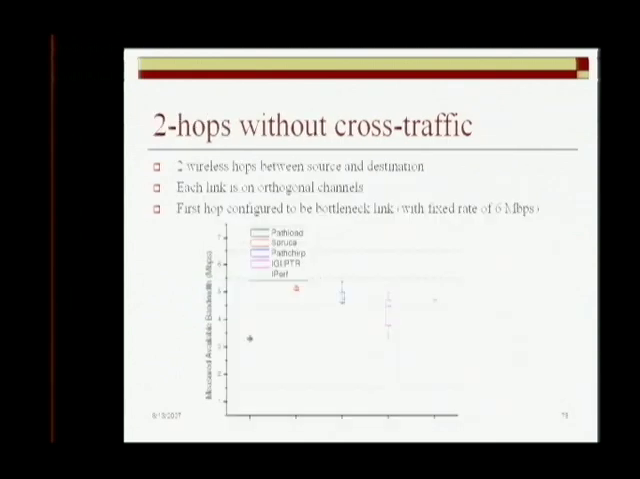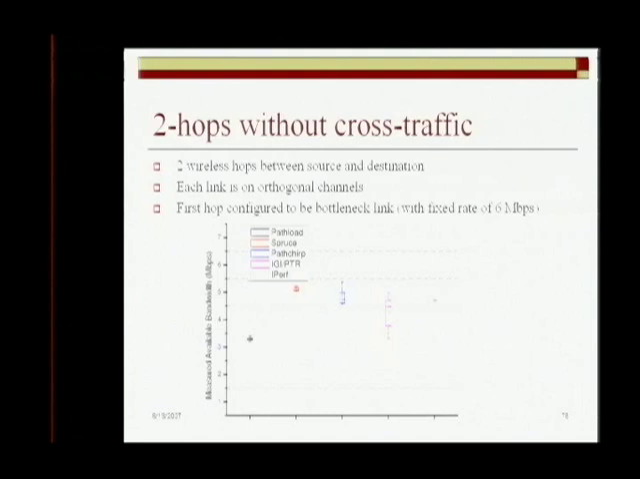So we have looked at again two hops. Now these notations are as follows. This is the highest we saw, lowest, the mean one, and this is the 25th to 75th percentile. So we have two wireless hops between source and destination. Each link is using an orthogonal channel. So here we have compared it with iPerf.